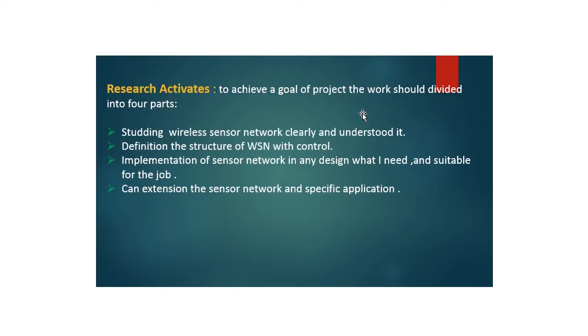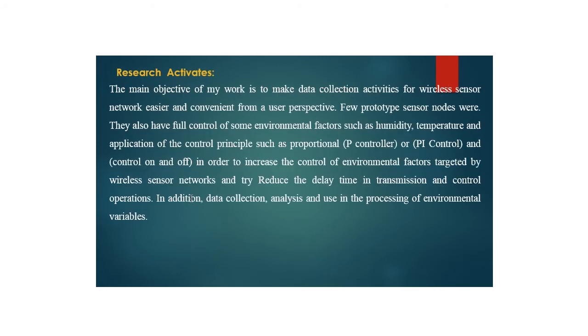Research activities: to achieve our goal, our project will be divided into four parts: studying wireless networks clearly and introducing them, defining the structure of wireless networks with control, implementing the sensor network in any design I need, and studying what is suitable for the job, which can extend the sensor network to specific applications. The main objective of my work is to make data collection activities for a sensor network easier and more convenient.